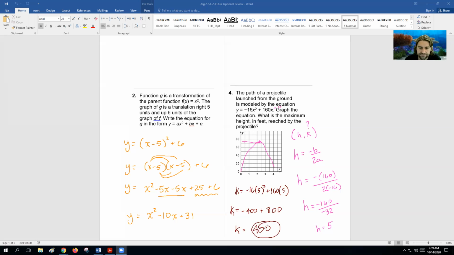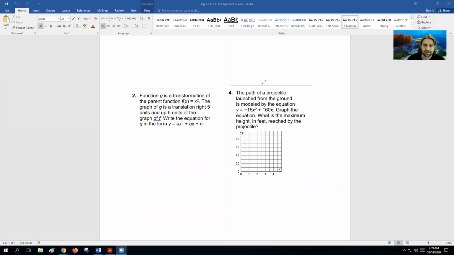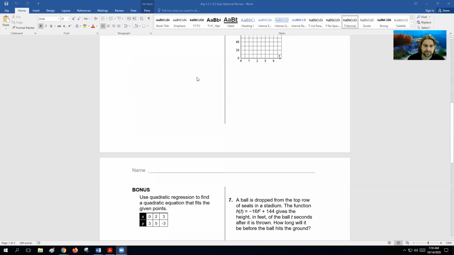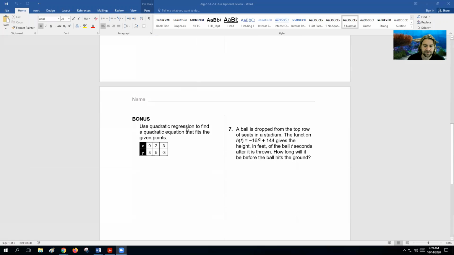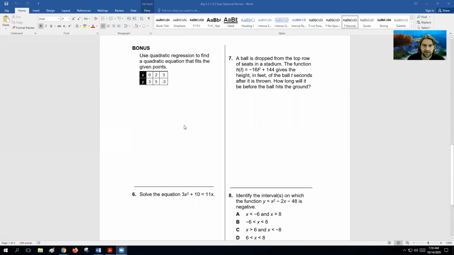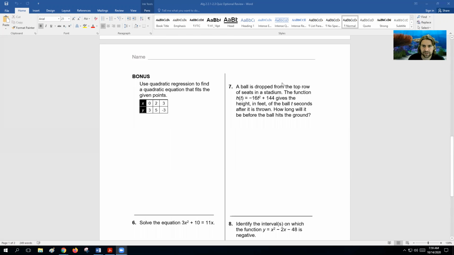So what's the maximum height? It would be 400 feet, which would be totally off that graph anyway. So the graph is kind of pointless. All right, let's clear that off. Let's go down. The bonus we'll save towards the end here. Let's do problem 7 since it's right up here.